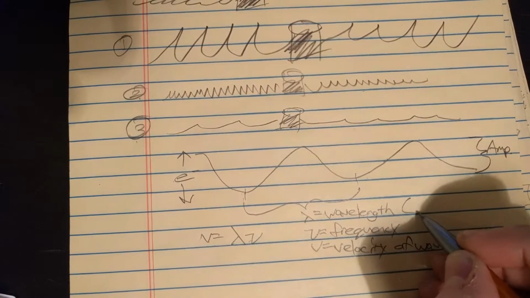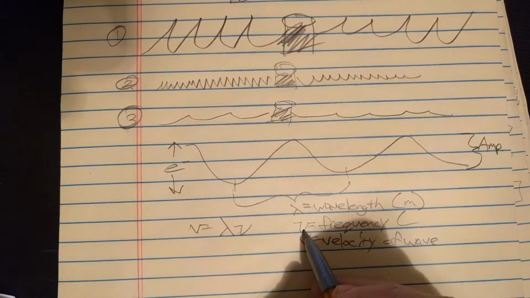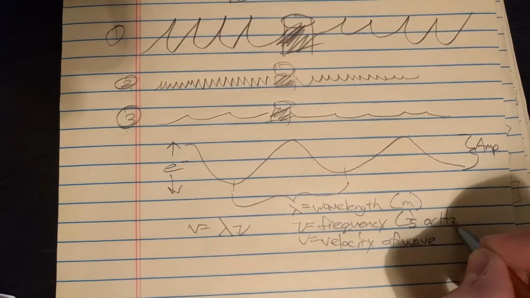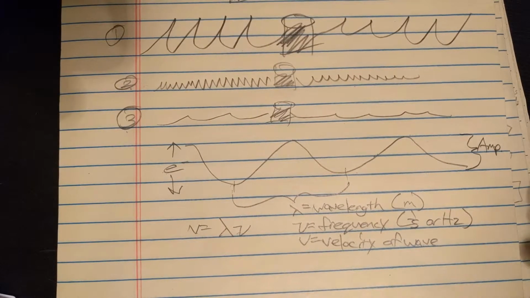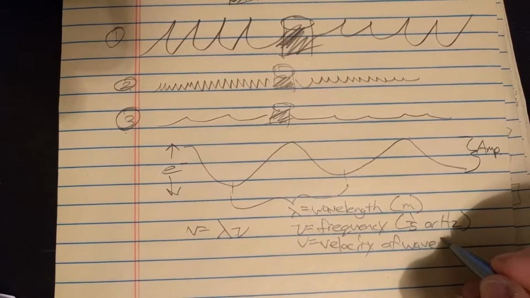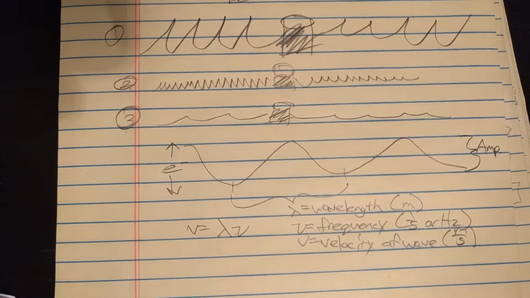The wavelength has units of distance, or meters. Nu has units of 1 over seconds, or you might see it hertz. It's the same thing. It's the number of cycles per second is the frequency. The velocity is in meters per second, like any velocity. If you were driving a car down a road, you drive a certain number of meters each second.